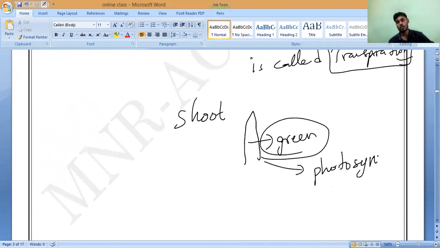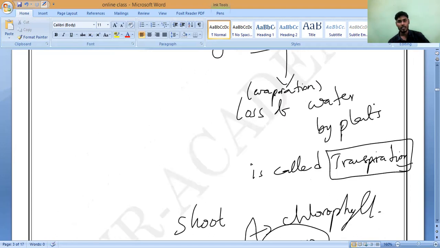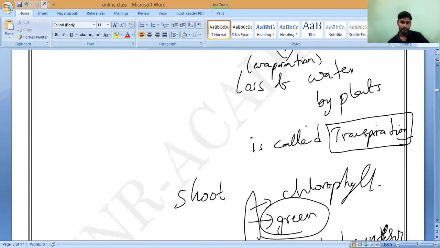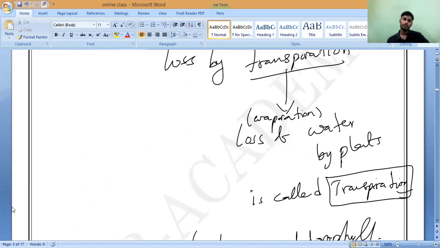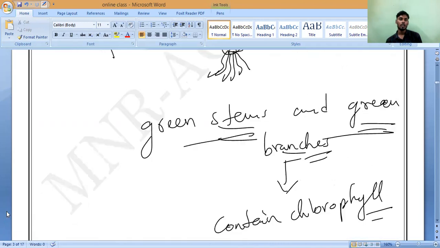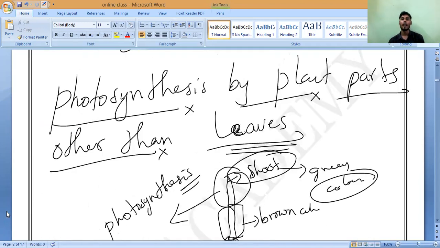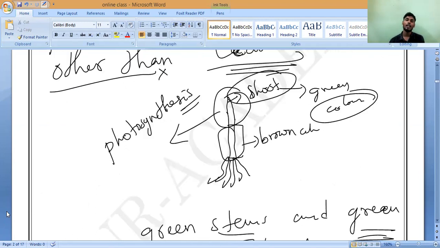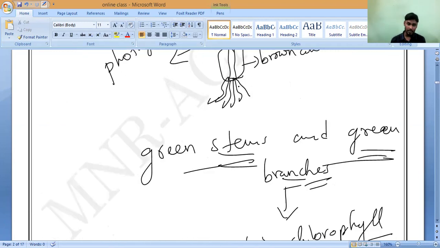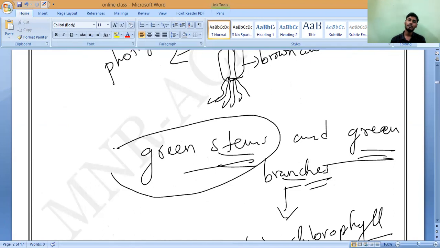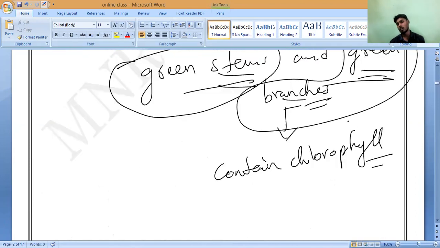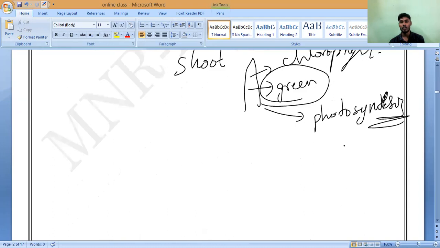It will also carry out photosynthesis, because by that time it has a green color pigment called chlorophyll. Understand? This is all about the concept of photosynthesis by plant parts other than leaves. So what are the parts other than leaves? Green stems and green branches, not leaves. Green branches and green stems. That is what you have to remember.